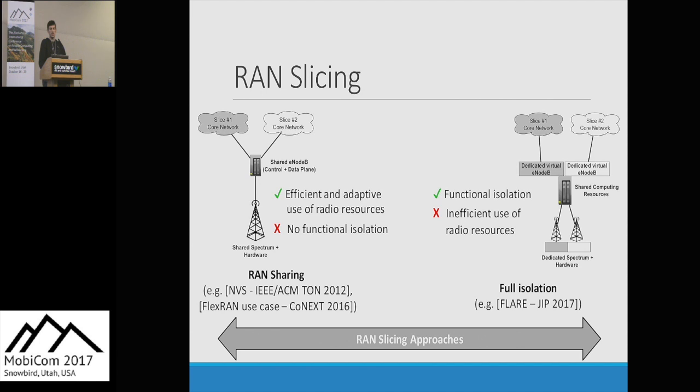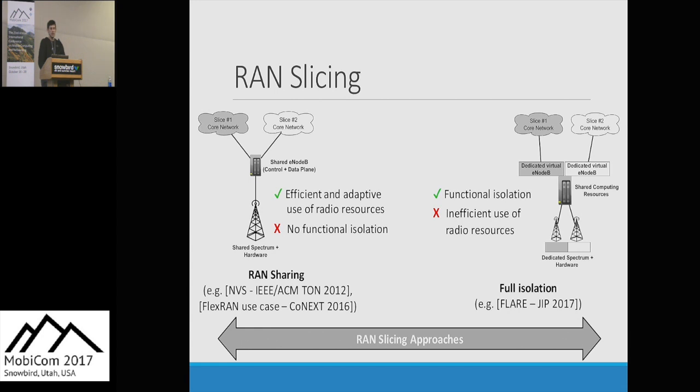And on the other side, we have solutions that rely on what we call full isolation. The idea there is that each slice gets its own dedicated chunk of hardware and spectrum resources. And then using virtualization techniques like containers or virtual machines, they can deploy their own full protocol stack of a virtual base station, which can be fully customized based on the needs of their service. And in this case, of course, you have functional isolation for slices, because they can be customized as needed.